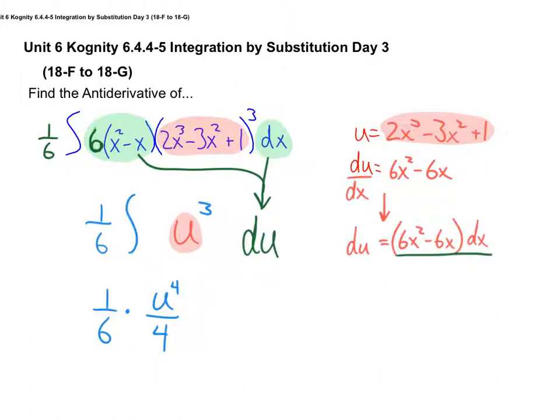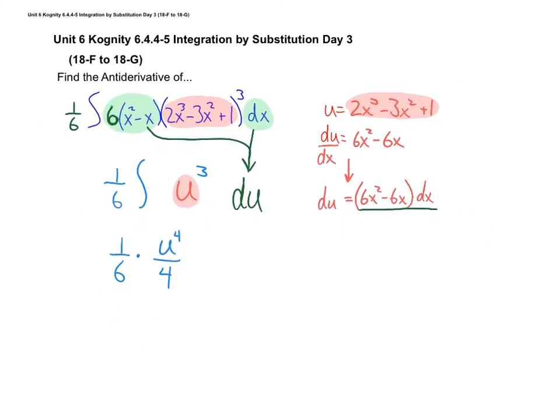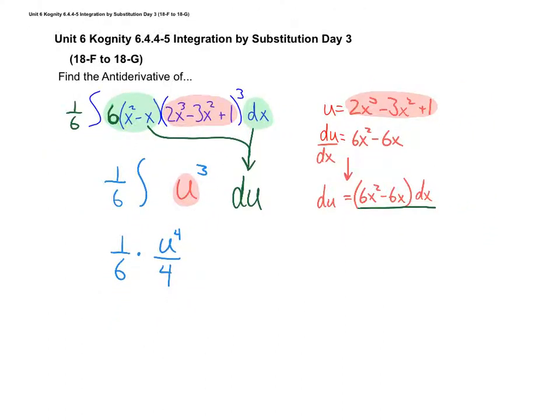Now, we're not allowed to leave the u's in our answer at the end, so now I need to substitute back in, and I have a 24 on the bottom, and I have the 2x cubed minus 3x squared plus 1, all raised to the fourth power, and now I'll throw on the plus c at the end. Wait, where'd you get the u from? Oh, okay.